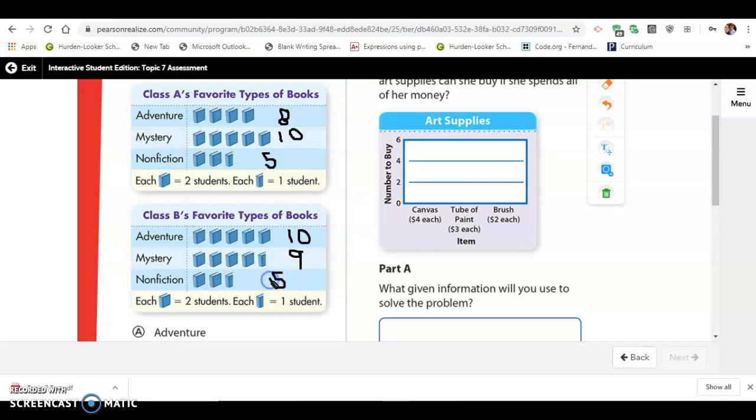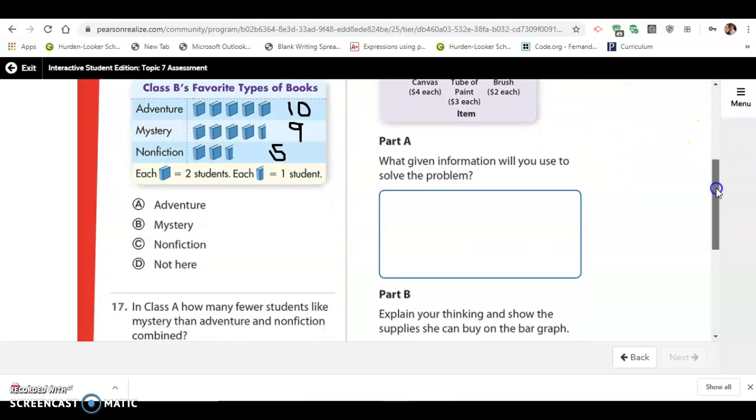So which book has the same number in both classes? We have Class A and Class B. It looks like the nonfiction book both have 5. So we are going to fill in nonfiction as our answer.